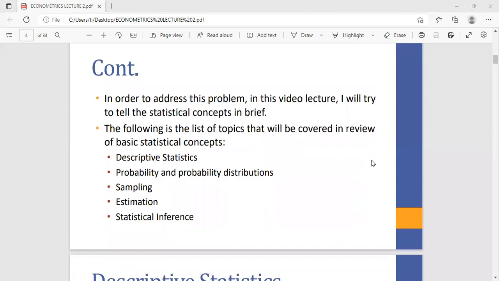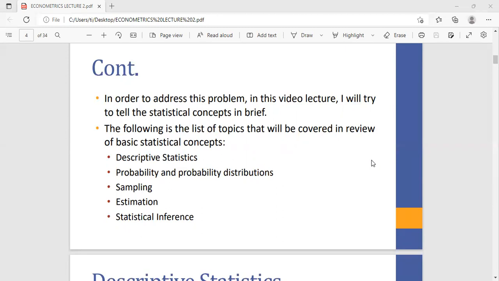In order to address this particular problem, in this video lecture, I will try to tell the statistical concepts in a brief way. The following is the list of topics that will be covered in the review of basic statistical concepts. First, I will be discussing descriptive statistics. Descriptive statistics is nothing but describing data through summary statistics or tables, graphs.